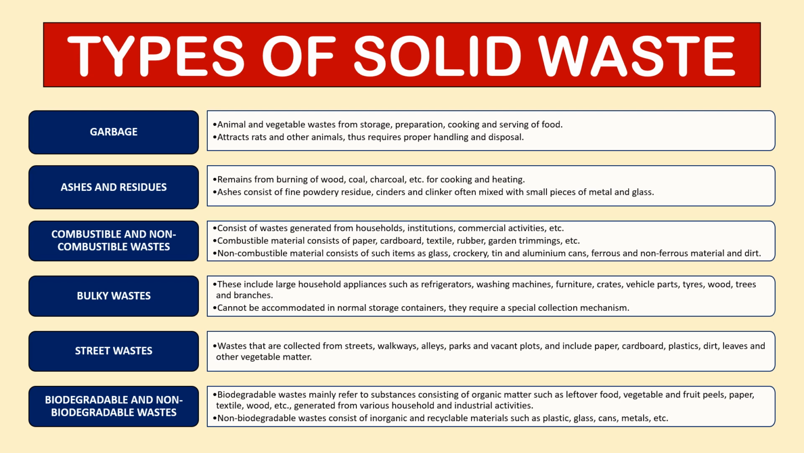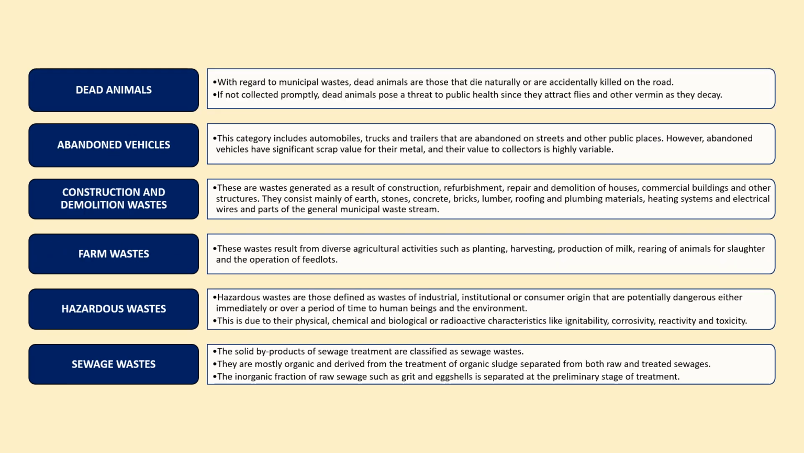Street waste, those are the waste collected from the streets, from parks, from vacant plots or from footpaths, etc. So next is biodegradable and non-biodegradable waste. So these are the waste that are differentiated on the basis of organic and inorganic matter. Biodegradable are organic matter like food, vegetable, paper, cardboard, etc., wood, and non-biodegradable are the inorganic and recyclable materials like plastic, glass, etc.